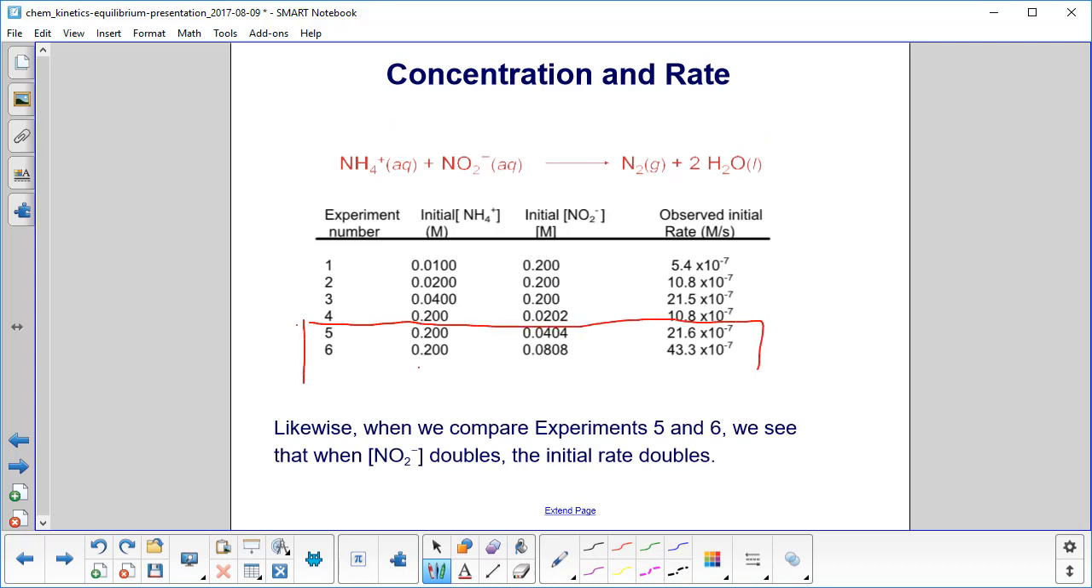And notice here we're keeping the concentration of the ammonium constant. That's a pretty standard experiment, right? You keep one thing constant, vary the other one. And what did we do here? We doubled the concentration of nitrite, from 0.0404 to 0.0808. And once again, what do we notice about the initial reaction rate? Well, we see that it doubled also.